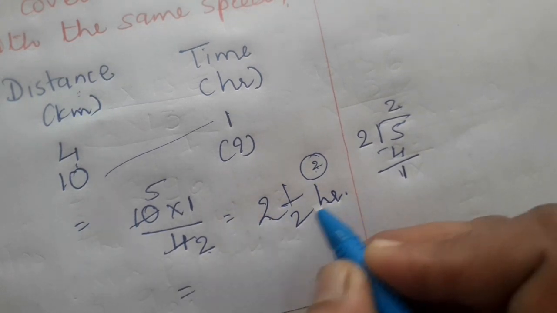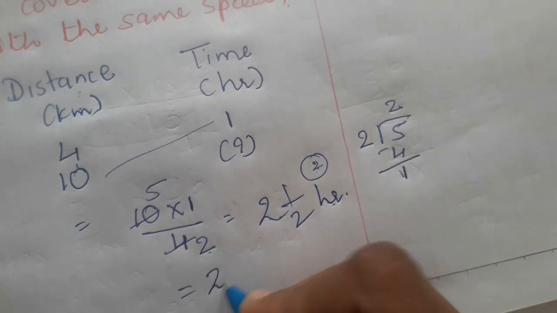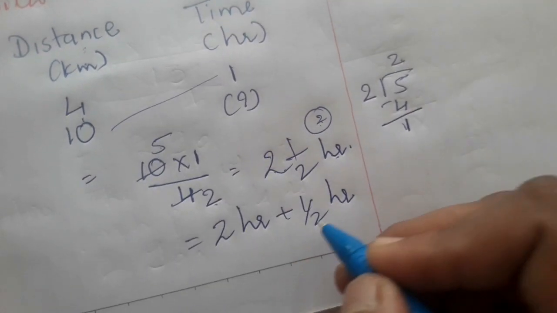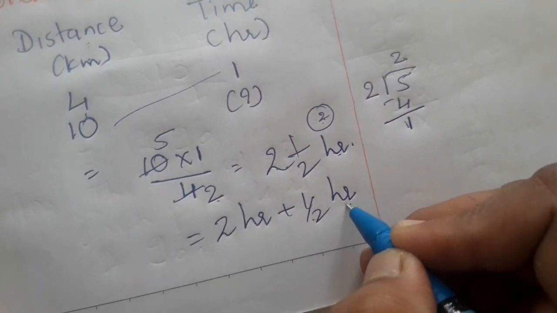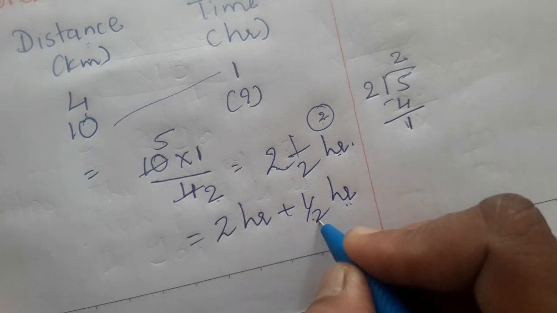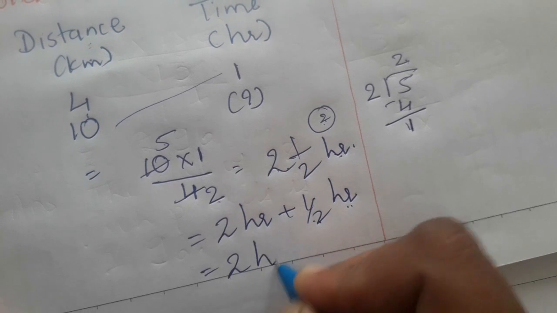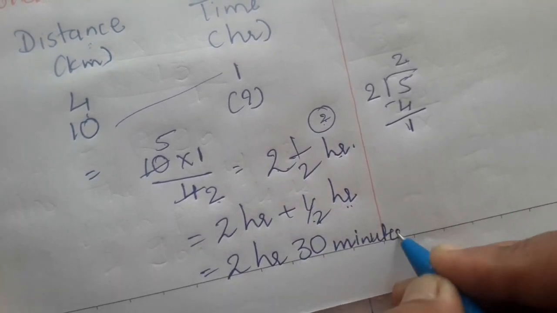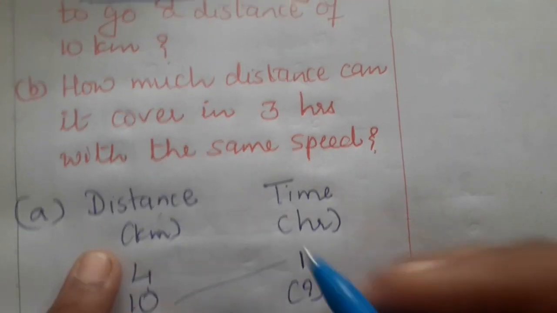What does it mean? That is 2 hour plus half hour. That is, I can write here 2 hour plus half hour. Now what is this half hour? If 1 hour is 60 minutes, then what is half hour? That is 30 minutes. So here 2 hour 30 minutes. Is it okay? Now come to the next question.